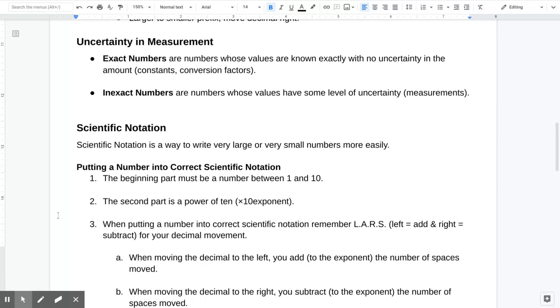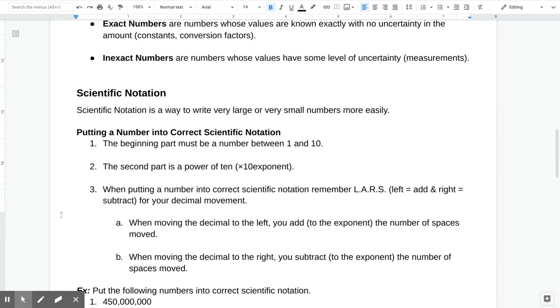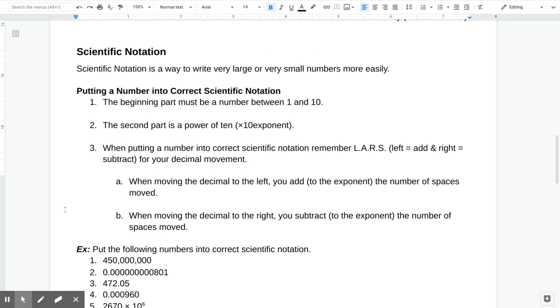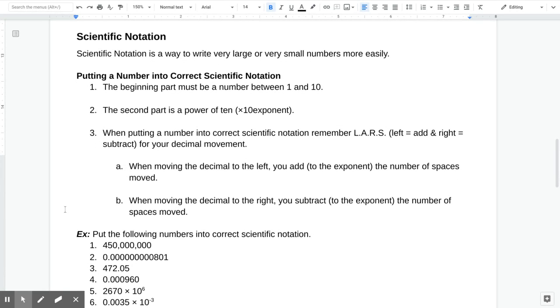All right, scientific notation. Scientific notation is a way to write very large or very small numbers much more easily. Here are the steps of how to put numbers in correct scientific notation, and we're going to go through examples. Your beginning number has to be between 1 and 10. It really should be between 1 and 9.999 infinitely repeating, it's just tons easier to say.